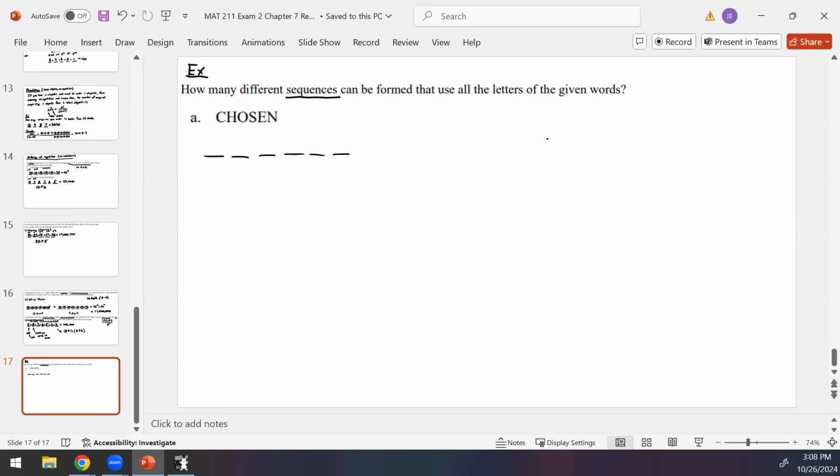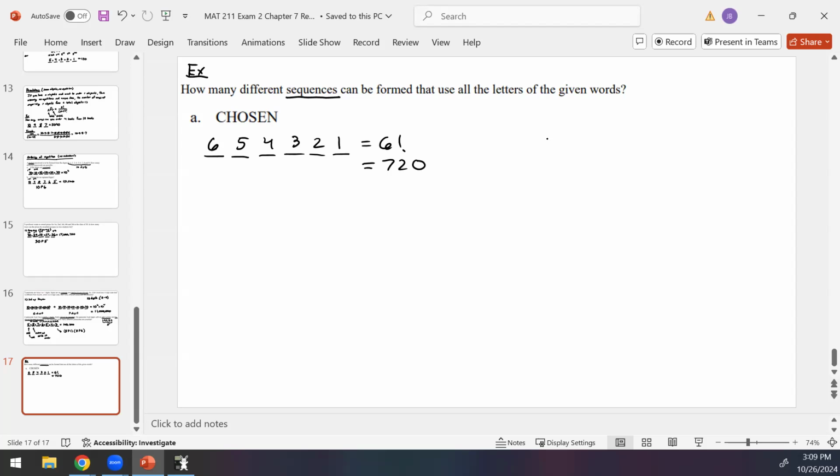And so how many options do I have for my first letter? Well, I have 6. And then I can't use it again, so 5, 4, 3, 2, 1. So that's just 6 factorial. And if you do 6 factorial, 720, right? Just like that. Now, I didn't say it has to make up a word in English. It just has to be a sequence of letters.